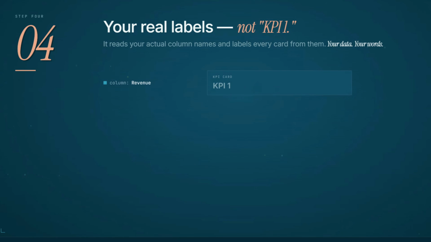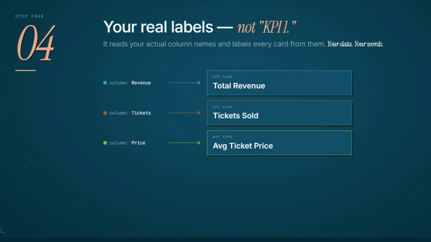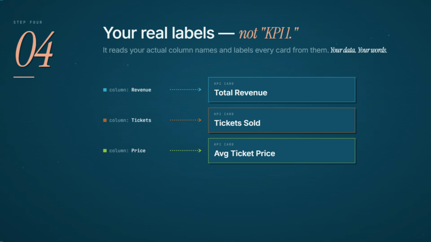In step 4, which is the code structure requirements, and this is the part most people don't notice, Claude names and labels everything from your actual column names, not KPI 1, not chart A.